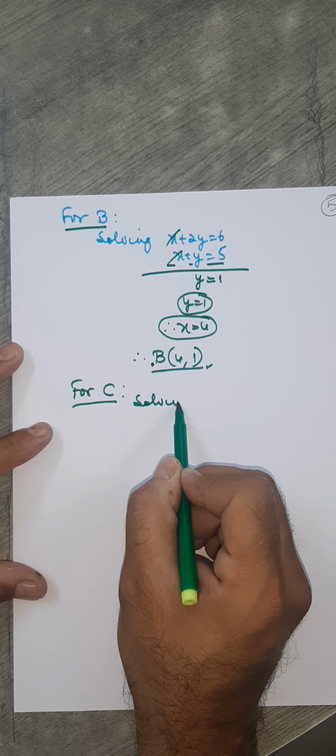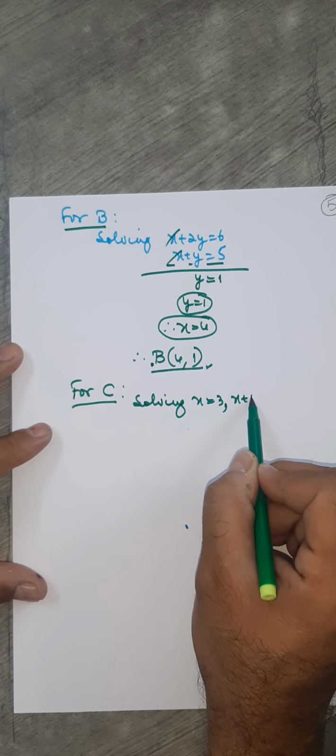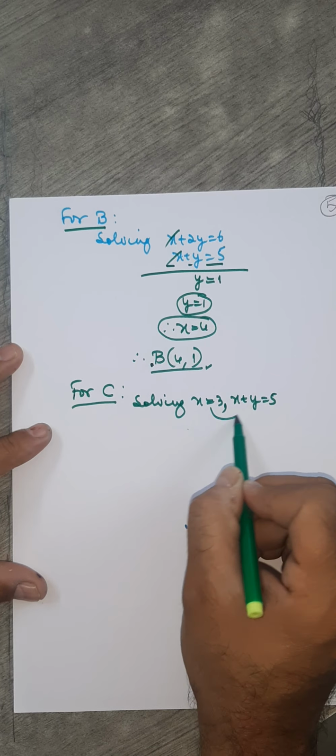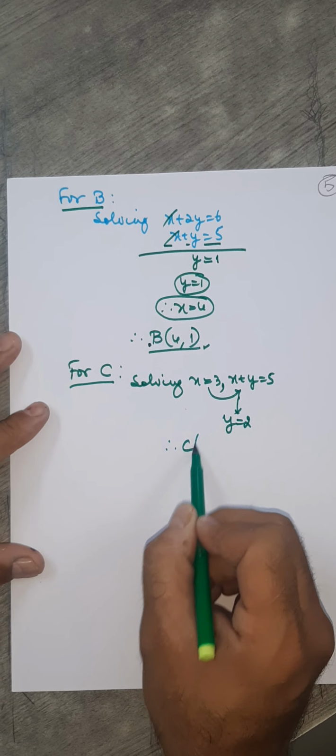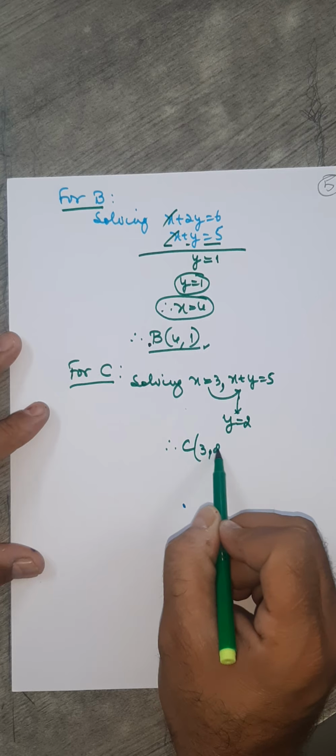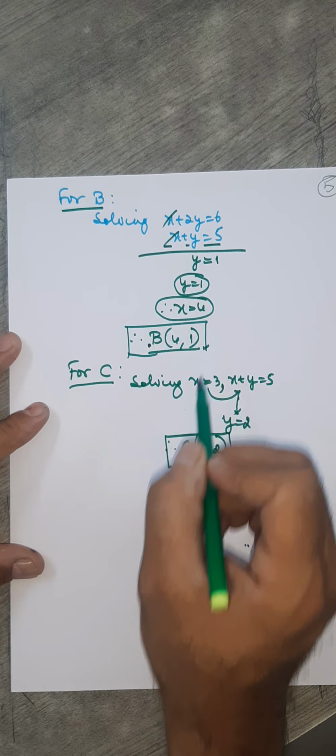Solving which two equations? Just look at the graph. x equals 3 and x plus y equals 5. If x is 3, then y will be 2. And therefore the coordinates of C will be (3, 2). This is C. Here we have B.